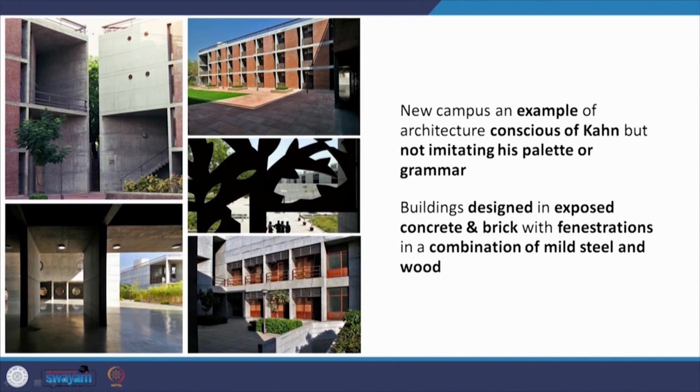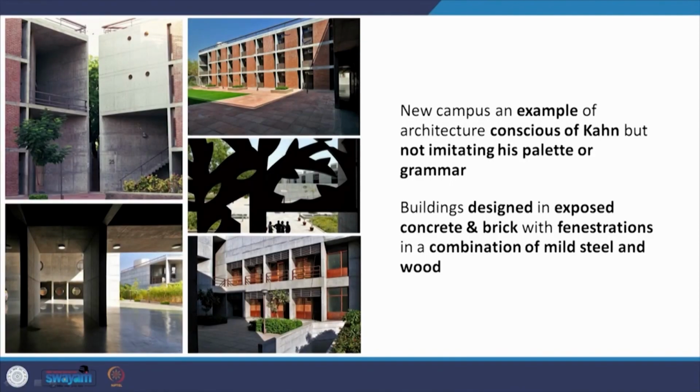Like I said, the buildings are designed in exposed concrete and brick with fenestrations in a combination of mild steel and wood. As you would see in the old campus, the cutouts, the fenestrations, are totally devoid of any kind of glass or any other thing. They are just there standing in silence without any steel or glass. Of course, there are windows which we haven't looked at specifically, but here we see them very clearly in the design, for example, of the dormitory.